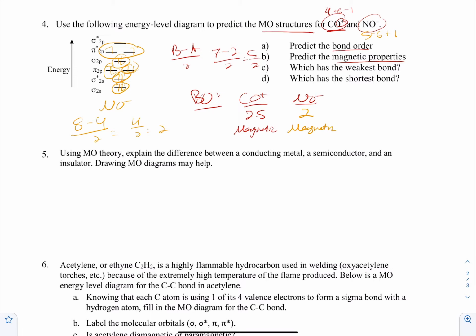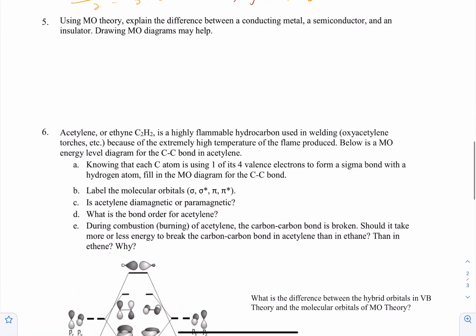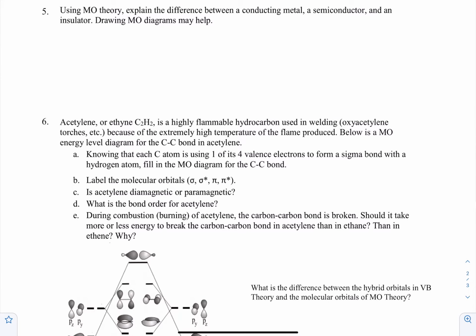Now, in terms of the weakest bond, I'm going to expect that the weakest bond has the lower bond order. So that's going to be NO minus, okay? And the shortest bond is going to be the one with the highest bond order, right? So that's going to be CO plus because it has a higher bond order, okay? So that's a typical compare and contrast that they may give you between two molecules using molecular orbital theory, okay?